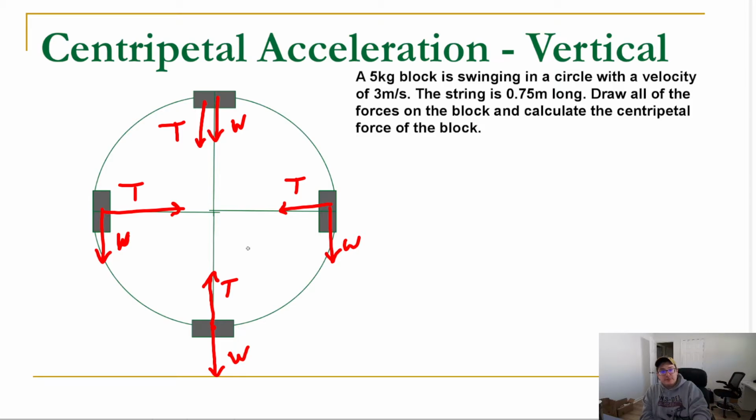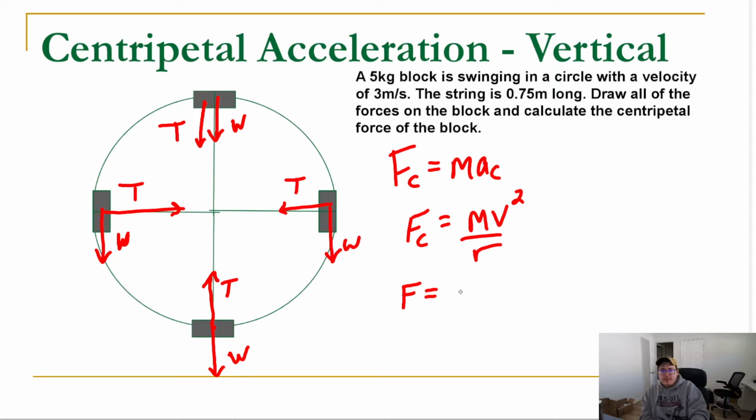Notice we did not draw a centripetal force, but we can calculate for it. So let's do that. Centripetal force equals mass times centripetal acceleration, or we could use the equation we wrote earlier, mv squared over r. So centripetal force equals 5 times 3 squared over 0.75. I believe this is going to be 60 newtons, but I'm just going to double check because I did make this video before and I did make an algebra mistake. It's just my fault there.